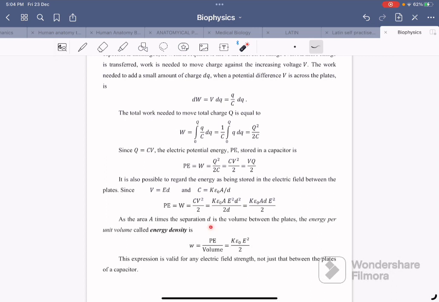Area times the separation D, AD, is the volume between the plates. The energy per unit volume is called energy density. So dividing by volume, this expression divided by 2 is the energy density. That is the energy density.